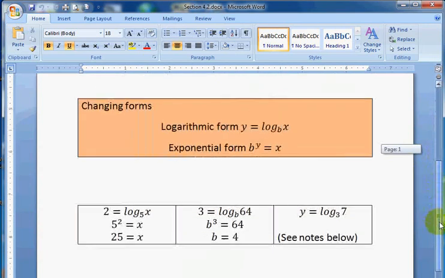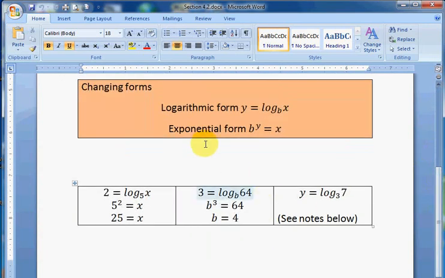Let's look at changing forms with logarithms. We have two forms we can write things in, either in a logarithmic form or in an exponential form. In a logarithmic form, we have y equals log base b of x. Again, I told you logs give you exponents. So if I rewrote this, my base is b, my exponent is y, and that is equal to my x. So b to the y equals x.